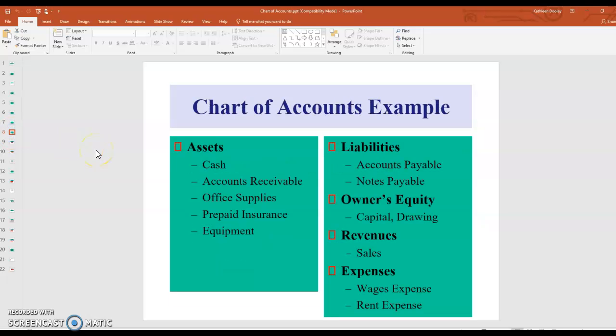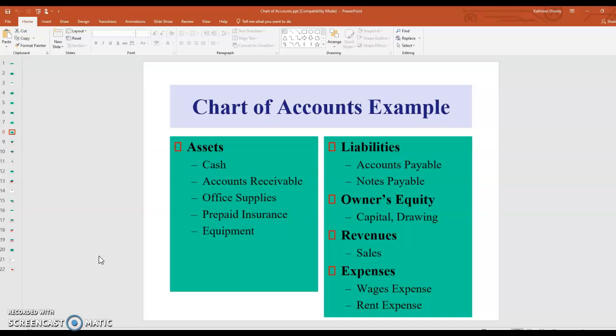Here is an example of a chart of accounts. On the left, you'll see the assets and some examples of asset-related accounts. Over on the right, you see the liabilities with a couple of examples, owner's equity with a couple of examples, revenues with just one example, and expenses with a couple of example accounts listed under that type. They're always listed in that order.